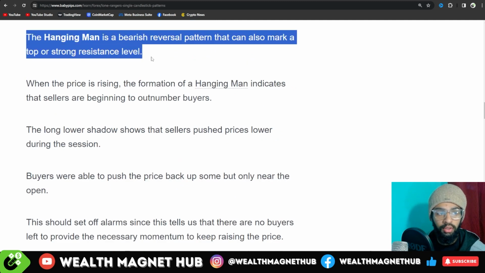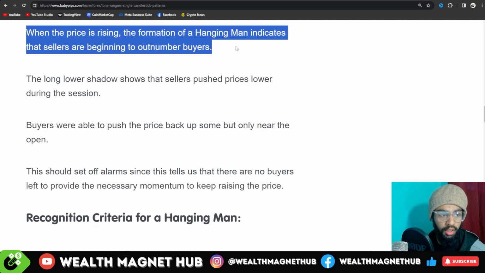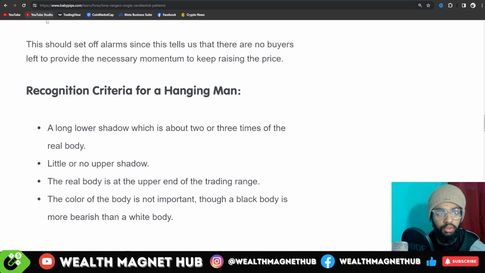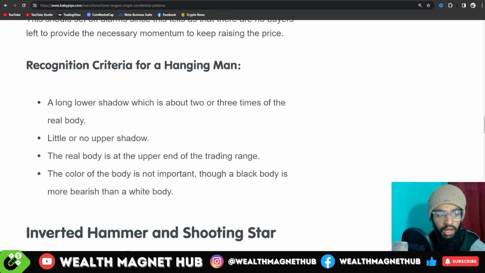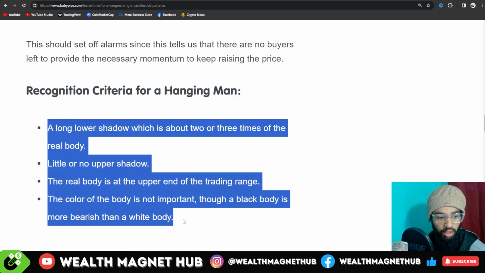And now let's talk about the hanging man. The hanging man is a bearish reversal pattern, so that means it starts reversing to the downside. That can also mark the top or a strong resistance level. When the price is rising, the formation of a hanging man indicates that sellers are beginning to outnumber buyers. So let's move over what we already talked about in the hammer, and let's talk about the recognition of the hanging man. Basically the same thing.